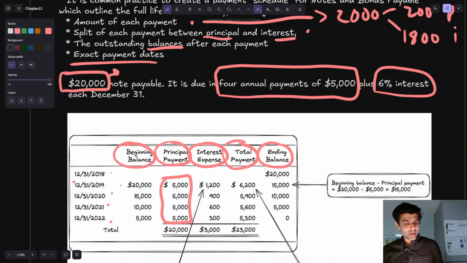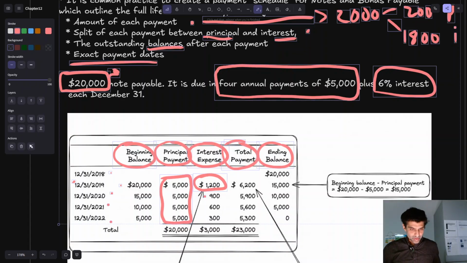It's split up evenly. You can see that the interest in the first year is 1,200 and it's different in the next year. Why is that? Why did the interest amount go down from the first year to the second year? Yeah, because the principal decreased, exactly, right? And you're only paying interest on the principal balance, right?